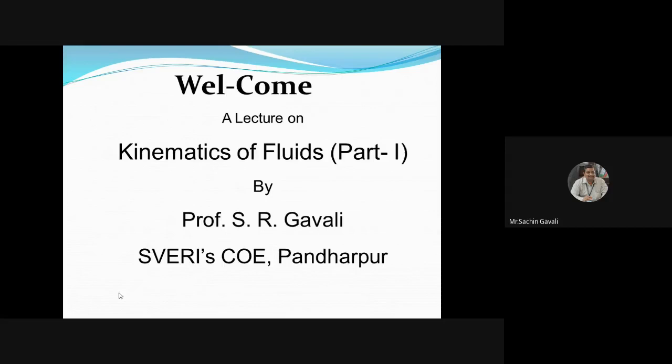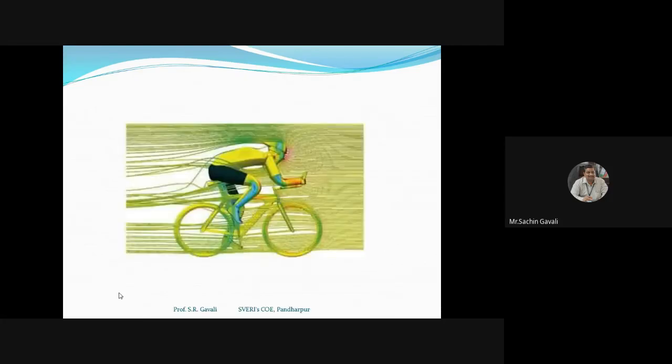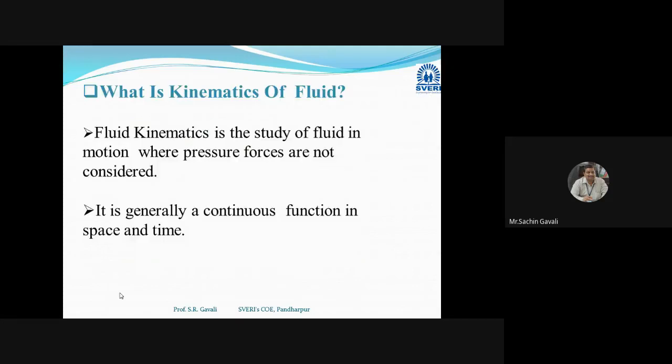Unit number two is fluid kinematics. Now, what is meant by kinematics? Who will tell? Define fluid kinematics. Anybody of you? Nobody. So before we go to the definition.